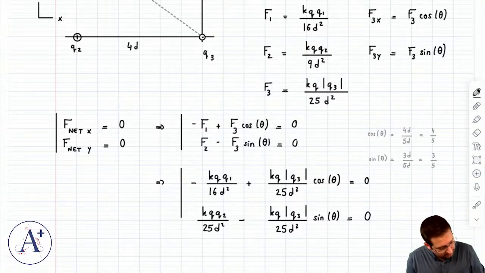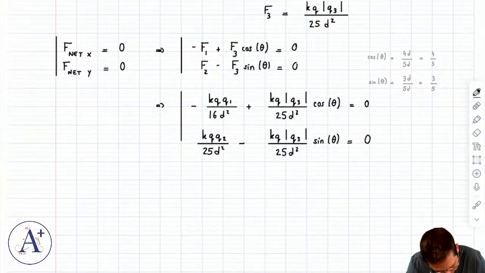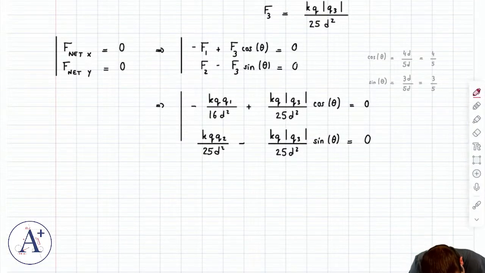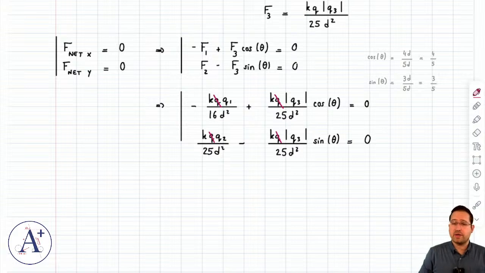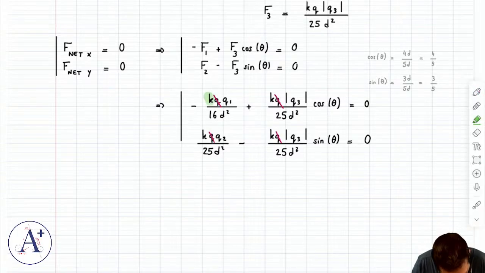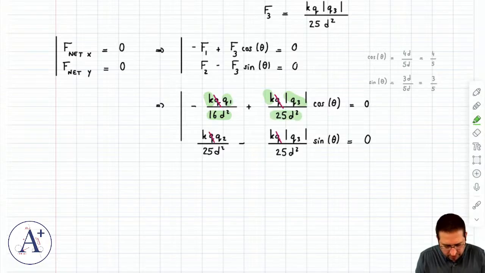Okay? Now, with that in mind, we'll notice that Q goes away. Right? You can get rid of it. It's a common factor. It's not 0, so you can get rid of it. And what you end up with is KQ1 over 16d squared. And then KQ3 over 25d squared. Now, yeah, sure, there's a cosine theta there, but that's just for the component.